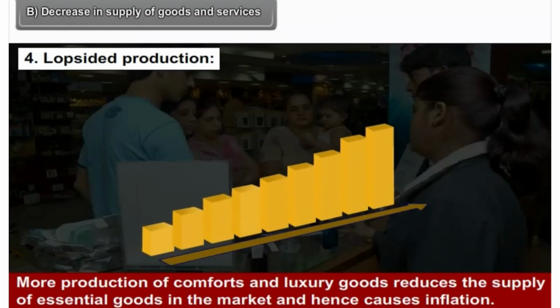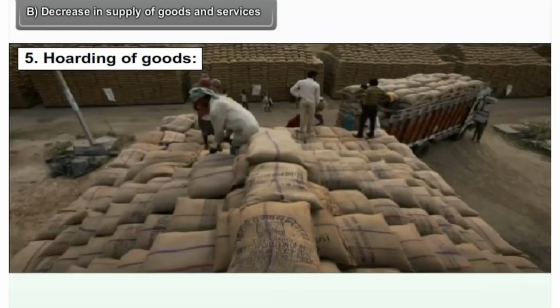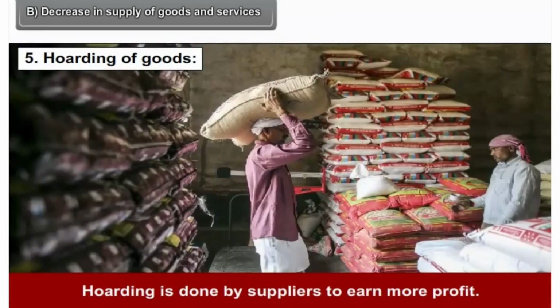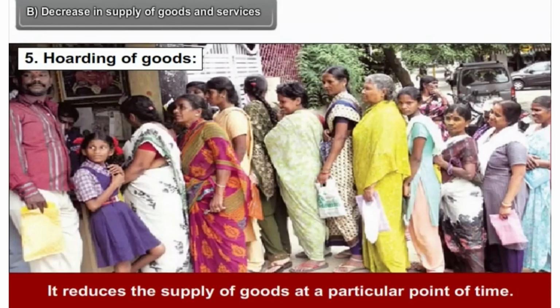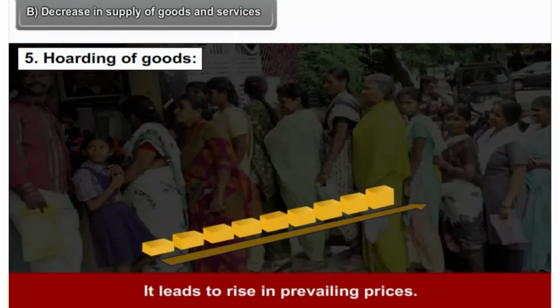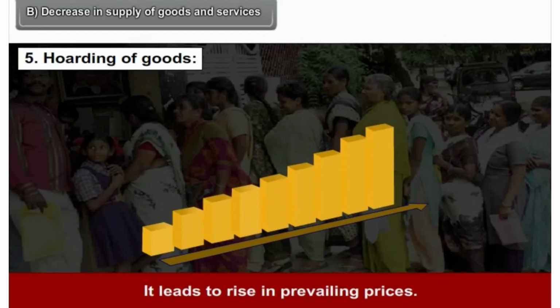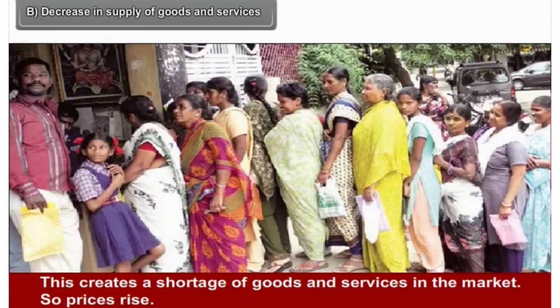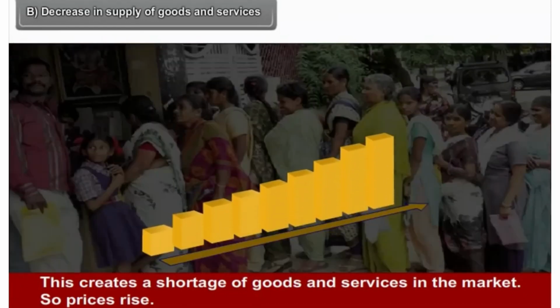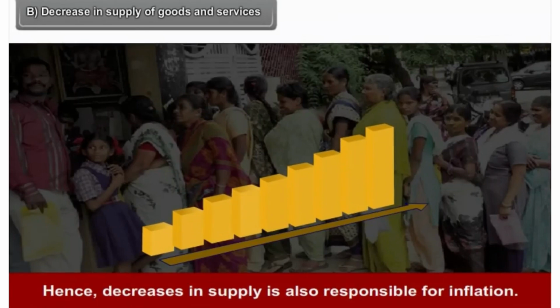5. Hoarding of goods. Hoarding is done by suppliers to earn more profit. It reduces the supply of goods at a particular point of time. It leads to rise in prevailing prices. Sometimes consumers tend to hoard goods, expecting prices to rise in the near future. This creates a shortage of goods and services in the market, so prices rise. Hence, decrease in supply is also responsible for inflation.